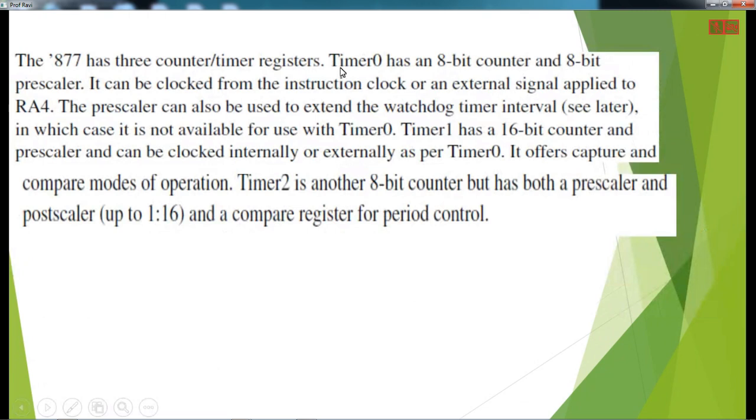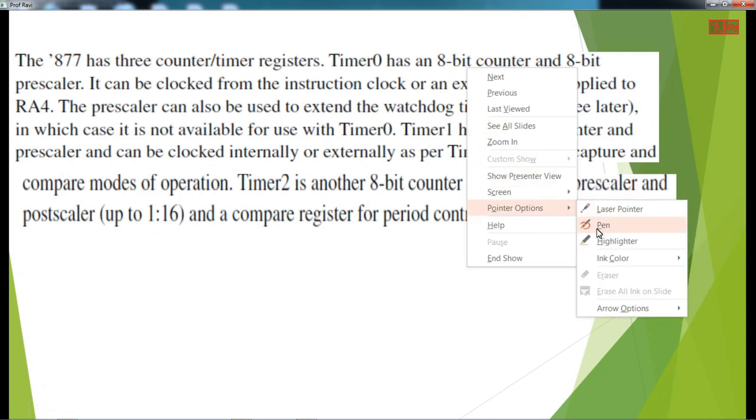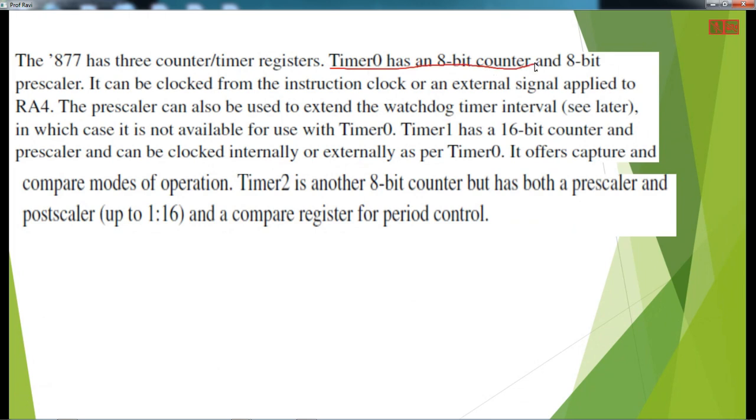The 877 has timer 0. It has 3 timers. Timer 0 has an 8-bit counter and 8-bit prescaler. An 8-bit prescaler means up to 256, like 1 by 2, 1 by 4, 1 by 8, 1 by 64, 1 by 128, 1 by 256. It can be clocked from the instruction clock or an external signal applied to RA4. The prescaler can also be used to extend the watchdog timer interval, in which case it is not available for use with timer 0.